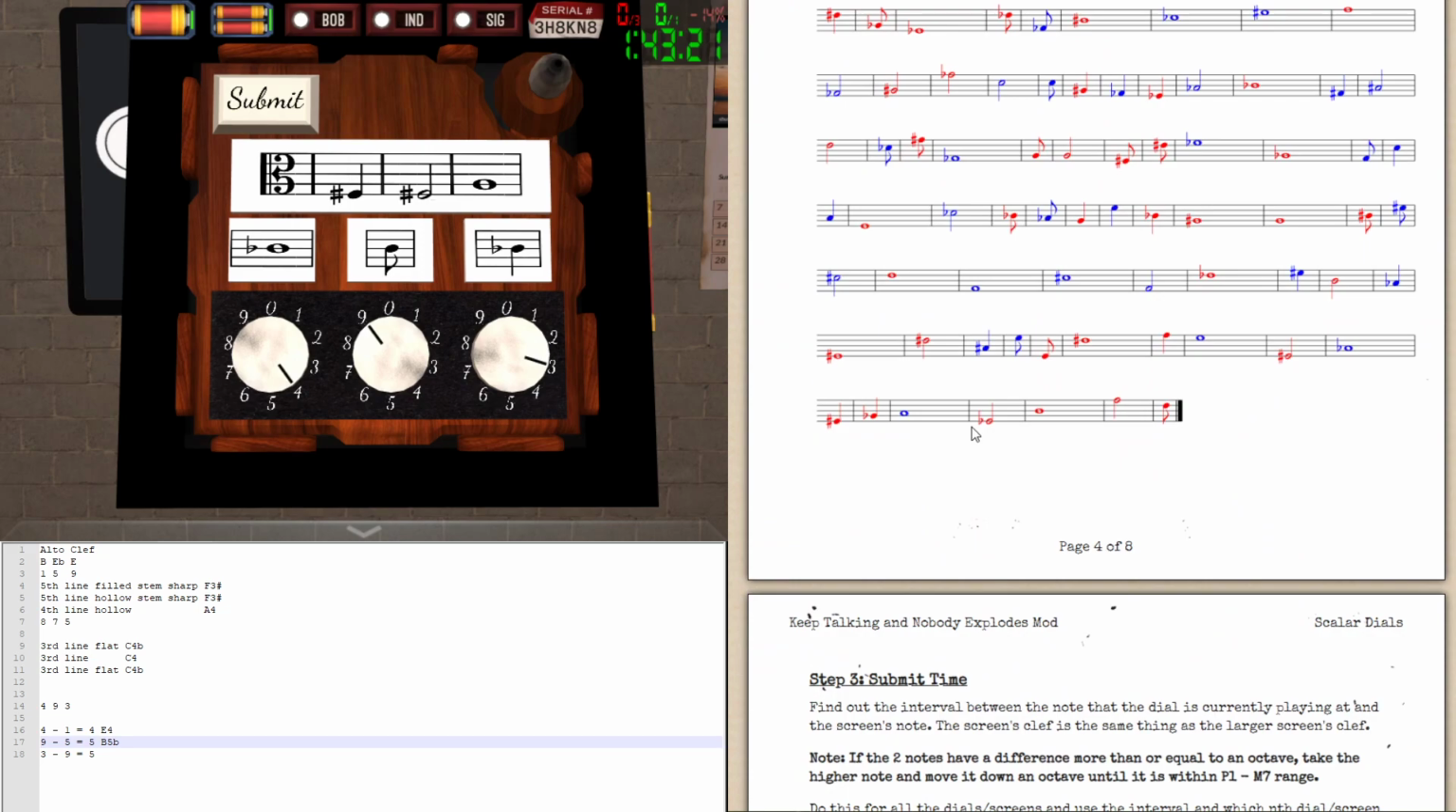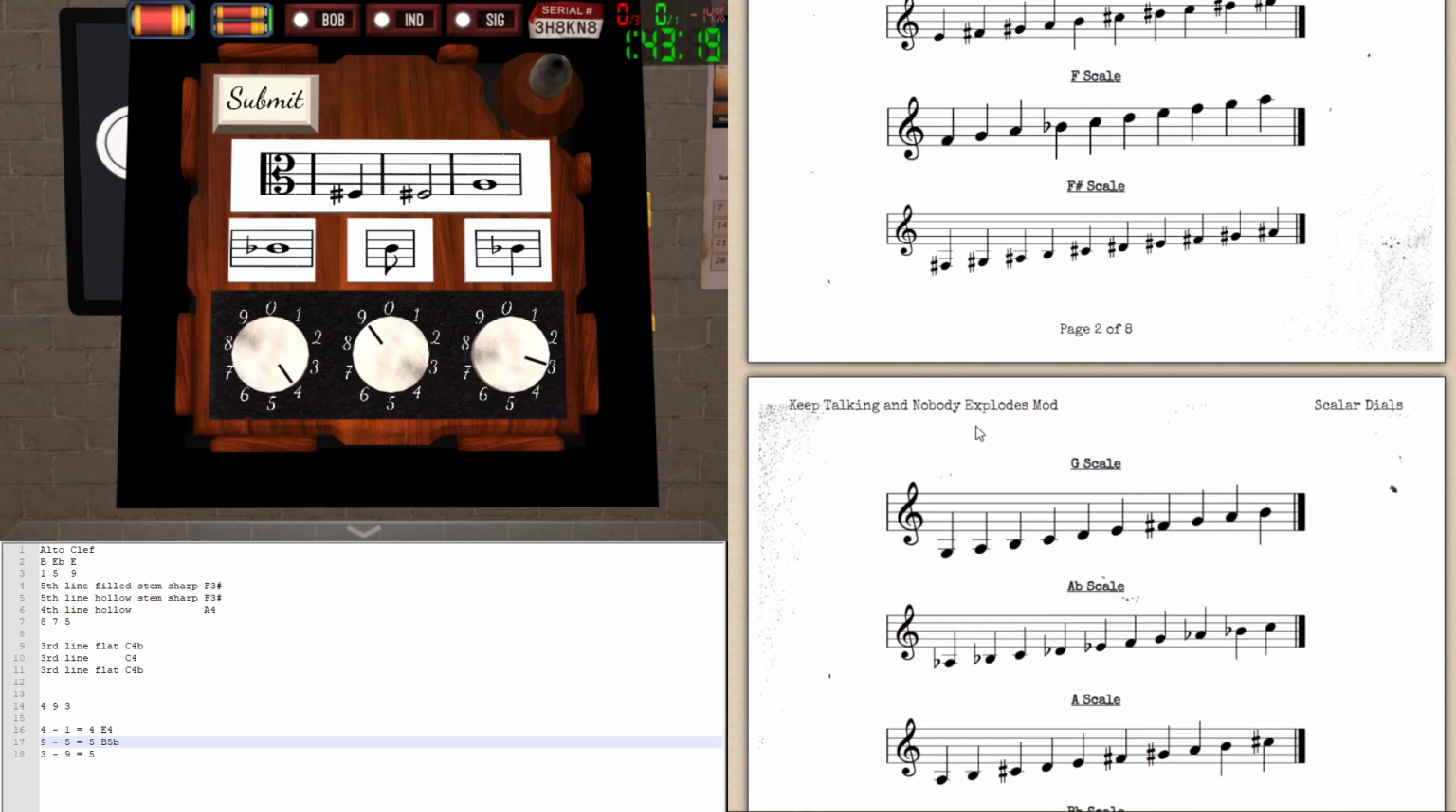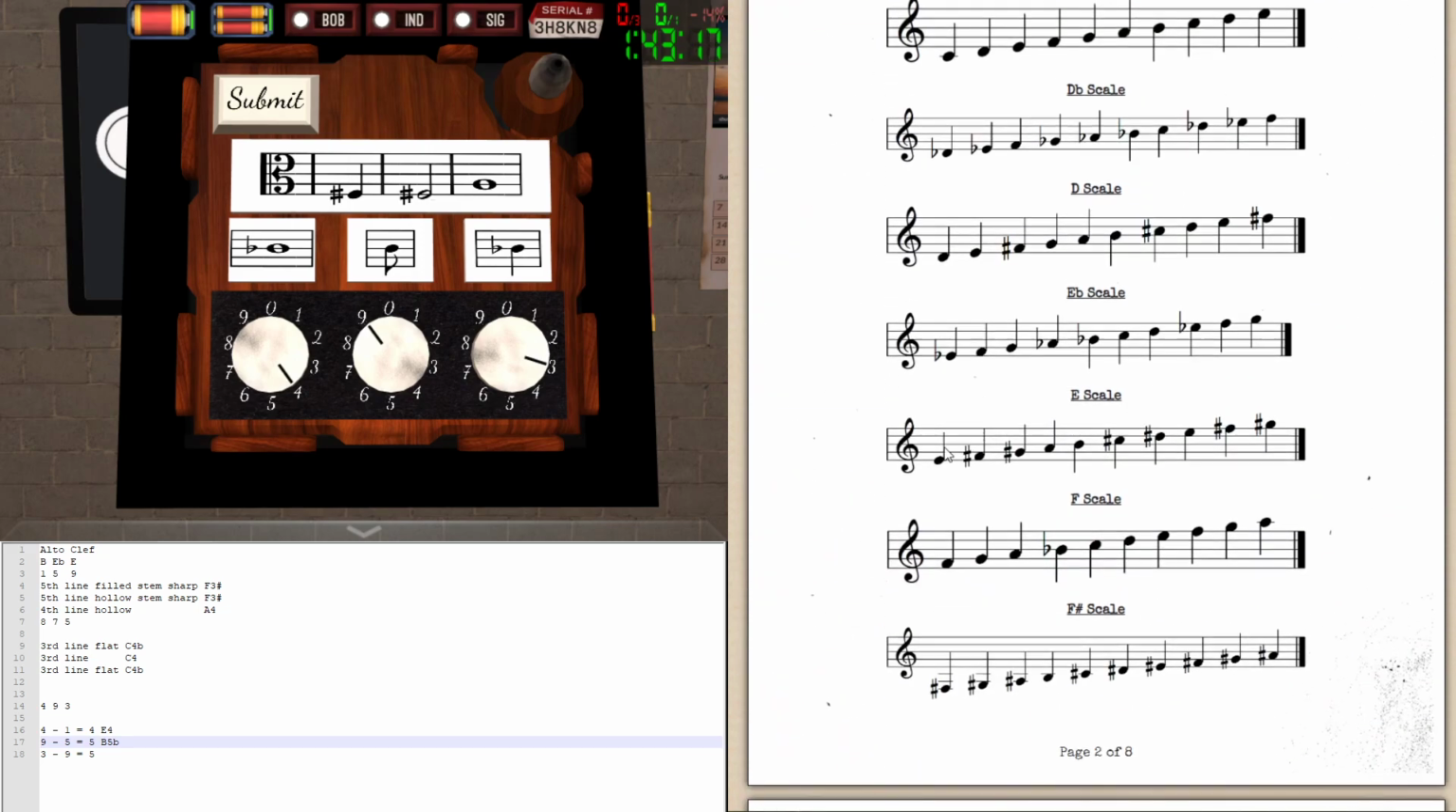And finally, we've got our E scale right there. And it's going to be the 5th note. 1, 2, 3, 4, 5. That's going to be the same thing as a B5, just no flat this time. All right, we've got our notes from the dials. We've got our notes from the screens.